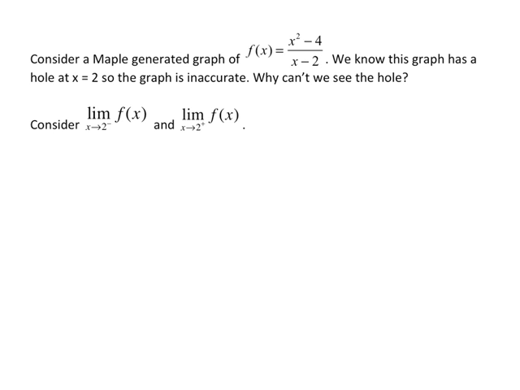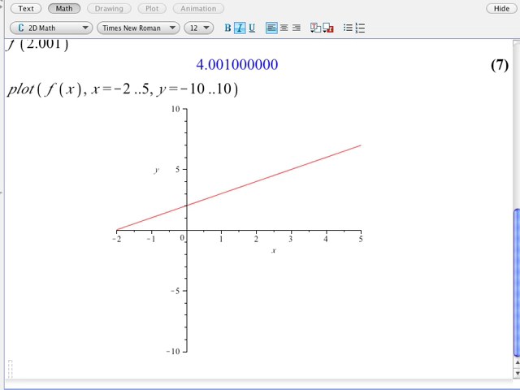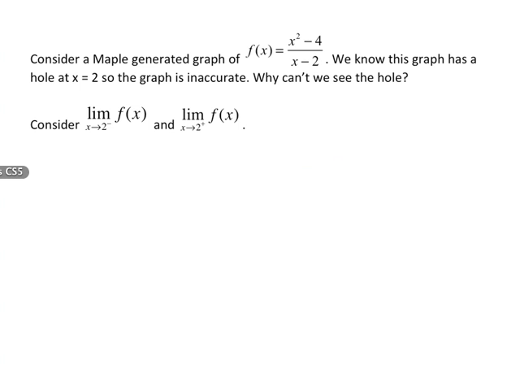So let's consider a Maple-generated graph of f of x equals x squared minus 4 over x minus 2. We've looked at this before. There it is. It's just a line. But what we're not seeing is the hole that's here. That's what we're not actually seeing in this case. So why can't we see this hole? Well, I may have mentioned earlier that this hole is infinitely small, and I don't know how Maple would make an infinitely small hole that you can see. But let's go ahead and consider the limits.